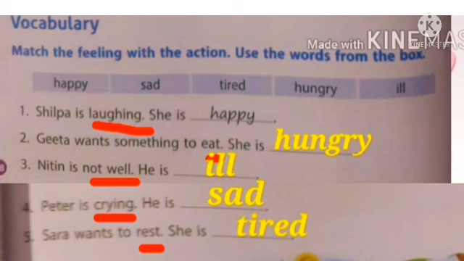So I will read the sentences once again. First one, Shilpa is laughing. She is happy. Second one, Geeta wants something to eat. She is hungry. Third one, Nitin is not well. He is ill. Fourth one, Peter is crying. He is sad. And fifth one, Sarah wants to rest. She is tired. So children, today we discussed the use of a or an and the textual exercise feeling with action.